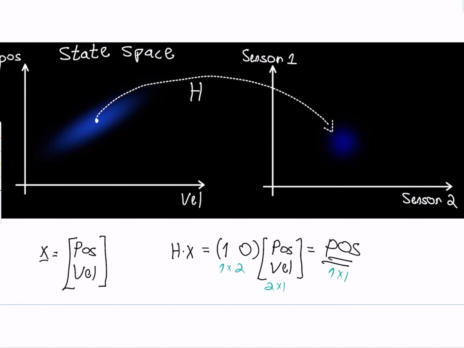Now a question. Assume that I had two sensors, one that measures position and another that measures velocity. What is H in this scenario? The answer is very simple. When I have two sensors, or when I have n sensors, so every one of them measures a point in the state vector, the H matrix becomes the identity matrix.